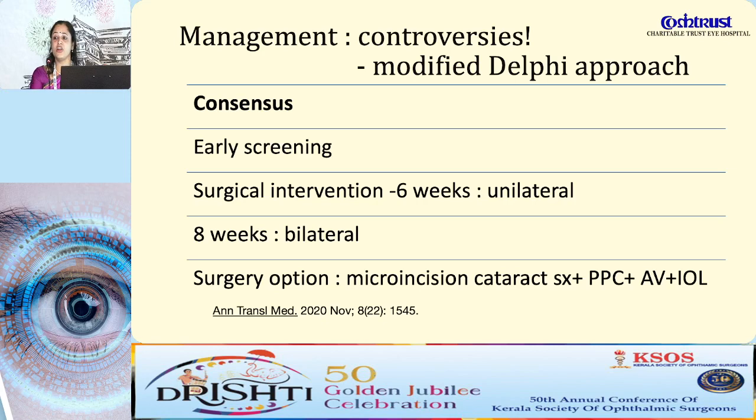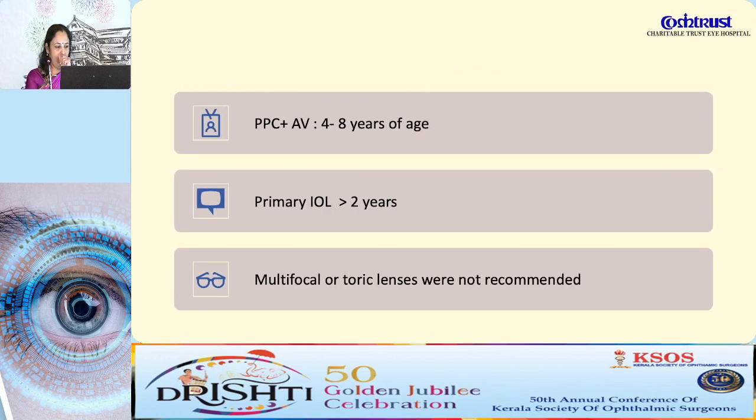And the surgery option that is usually done is a microincision cataract surgery with a posterior capsulotomy and anterior vitrectomy with an IOL. So IOL, when is it put? Whenever the child is more than 2 years. That is the consensus that is brought forward. And you have to see if the corneal diameter is more than 10 mm and an axial length of more than 17 mm.